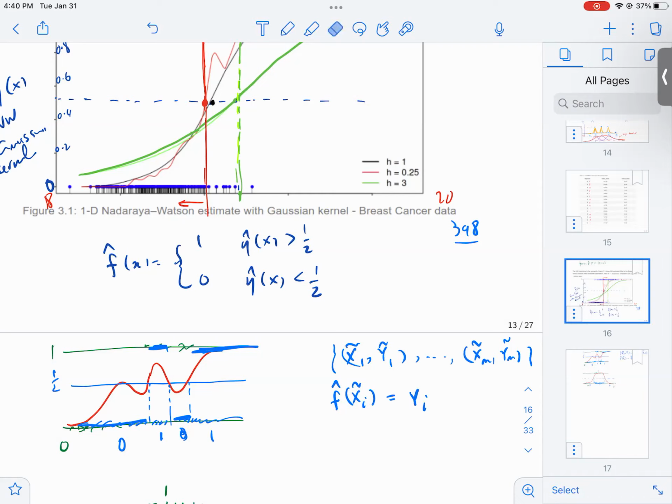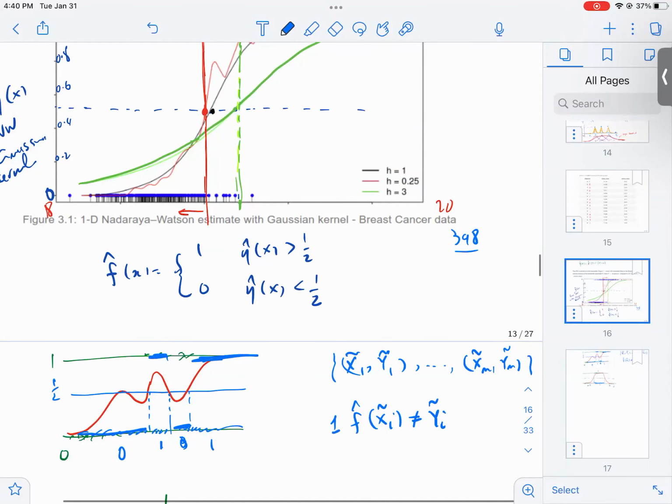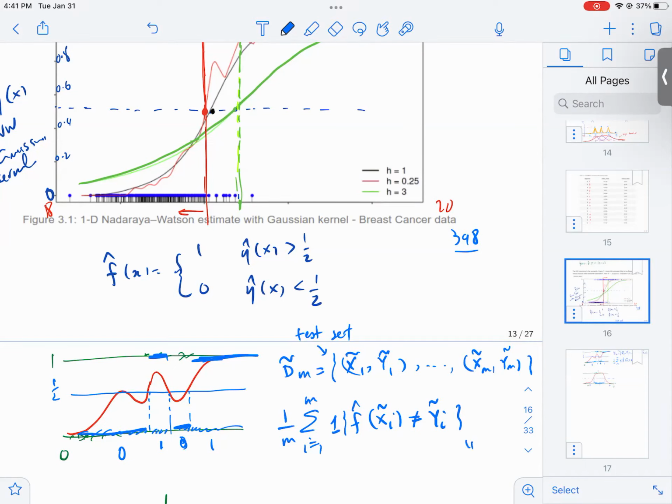I don't know how to write the tilde, but let's not write it. So that will be my prediction for this test data. I compare it with the corresponding actual y, and if it's not equal, I pay a price of 1, and then I sum them and divide by m. So that would be my test error. I apply the classifier to the x coordinate of each test example, compare the result with the actual y, pay a price of 1 if I have a mismatch, and average over the test set. We use this notation for it: this is going to be the test error of f hat.